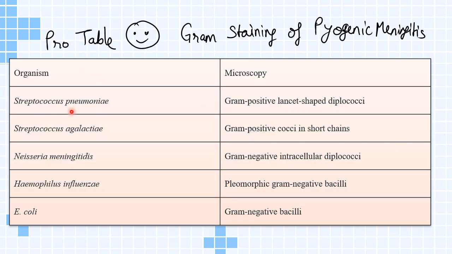So remember, Streptococcus pneumoniae appears as gram-positive lancet-shaped diplococci. Streptococcus agalactiae appears as gram-positive cocci in short chains. Neisseria meningitidis appears as gram-negative intracellular diplococci. Haemophilus influenzae appears as pleomorphic gram-negative bacilli. E. coli simply appears as gram-negative bacilli.